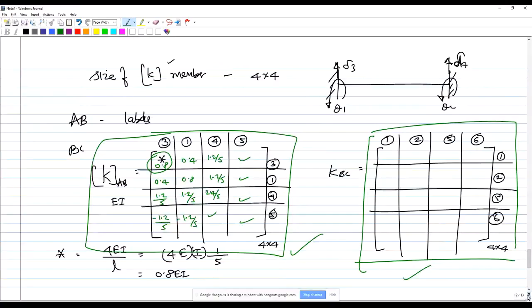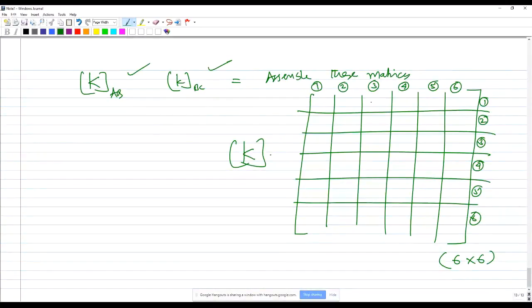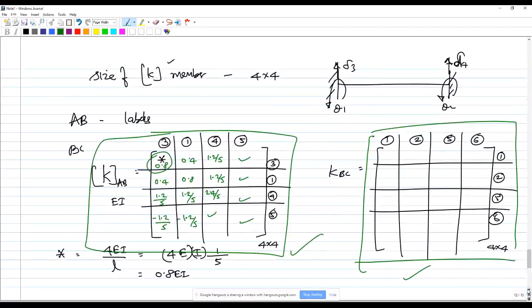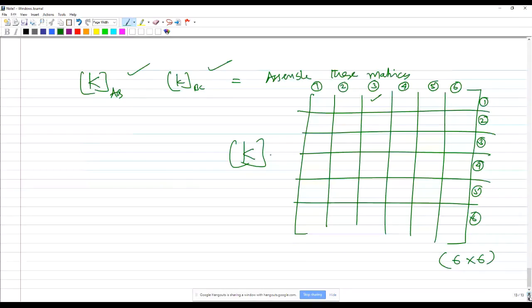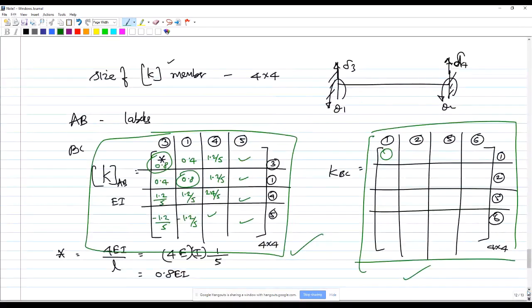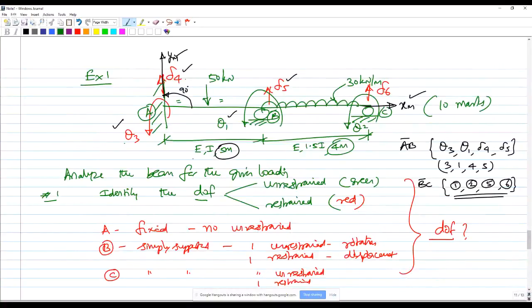What is the value of 3, 3? I am going to enter this value here. Then if you want to enter 1, 1, I'll go back to this, pick up 1, 1, and also pick up 1, 1 from the other, add these two, and enter it here. It's very easy to assemble this matrix and get the K bar, or the global matrix, for the whole beam ABC. Of course, remember EI will be constant because E and I in both the members are the same.